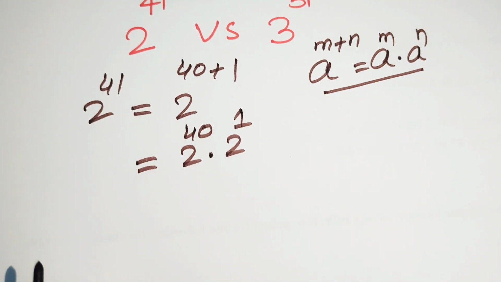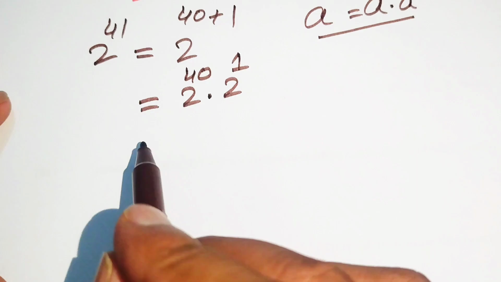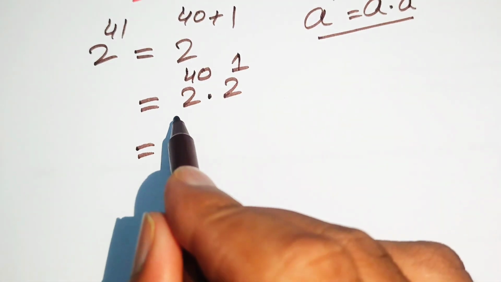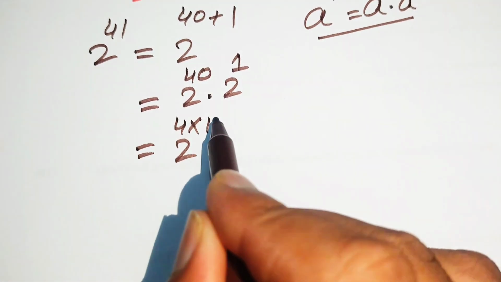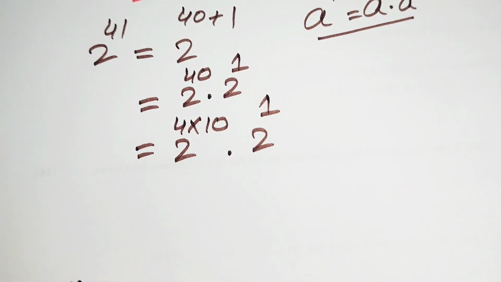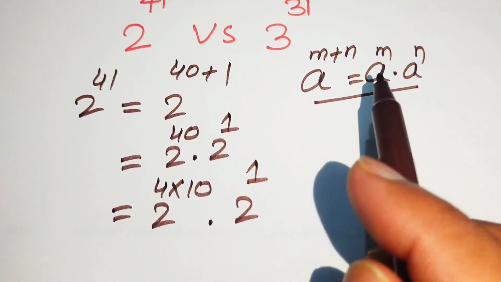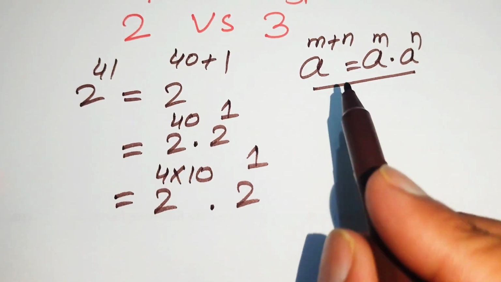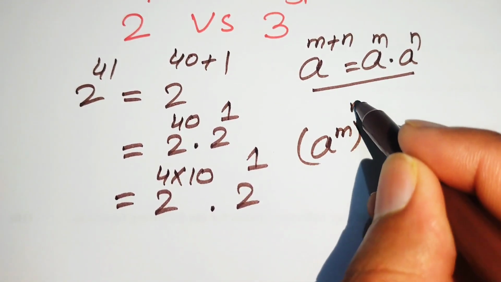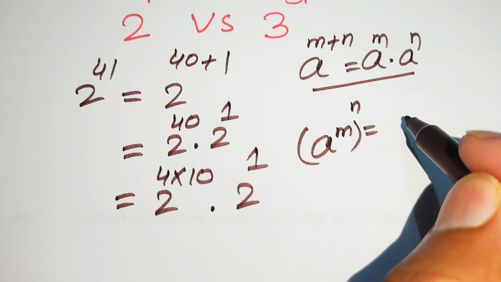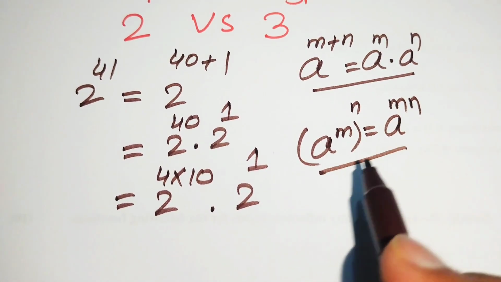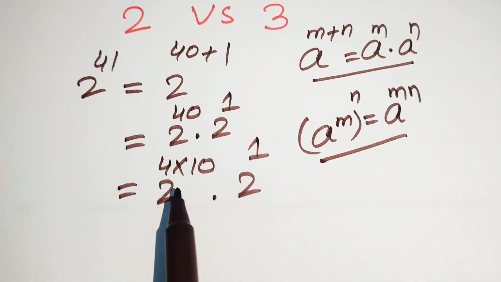Now we again simplify this term. We have 2 to the power of 40, and we write this 40 as 4 times 10, into 2 to the power of 1. Here we need another exponential law: if we have a to the power of m to the power of n, then it is written as a to the power of m times n. So now we use this exponential law here.